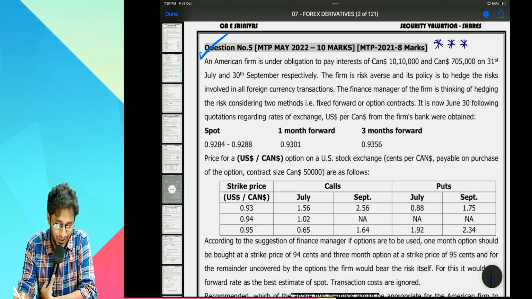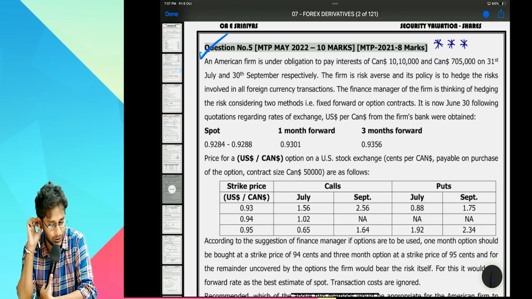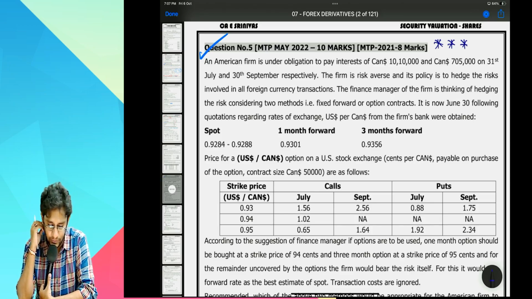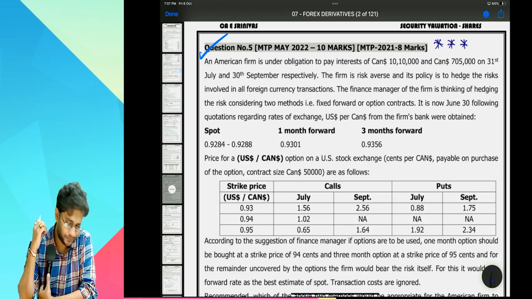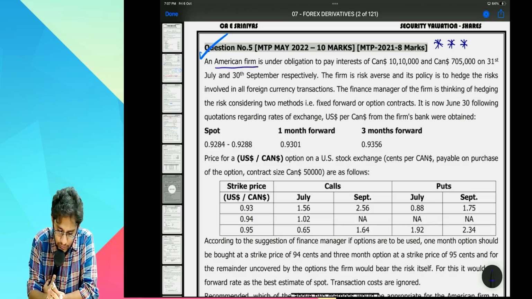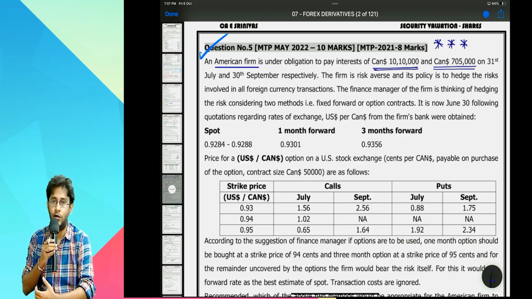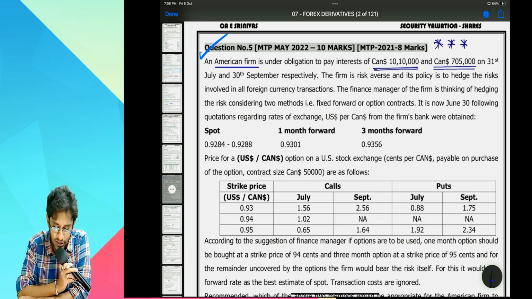Okay. An American firm is under obligation to pay interest of CAN dollar 10,10,000 and CAN dollar 7,05,000 on 31st July and 30th September respectively. So the American firm, you're a US company, has an obligation to pay FC payable. That is two FC payables.